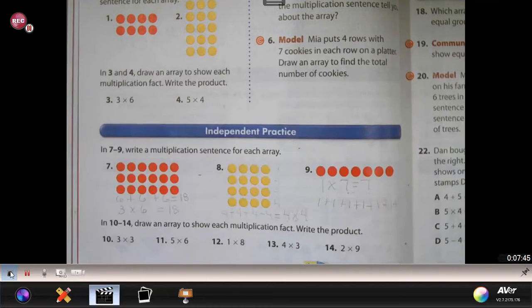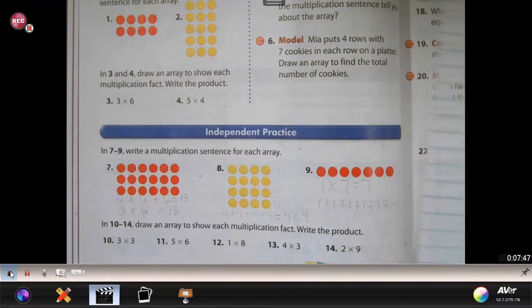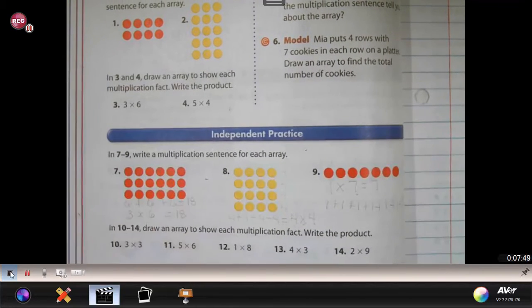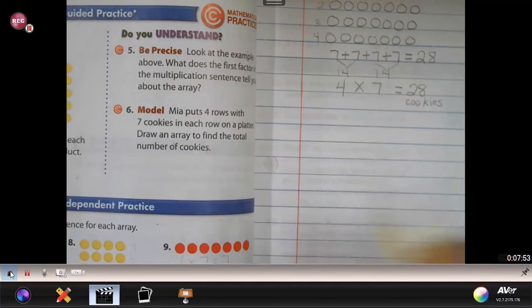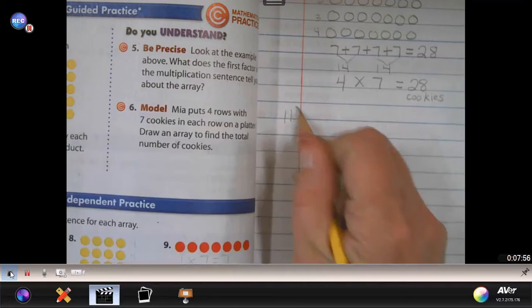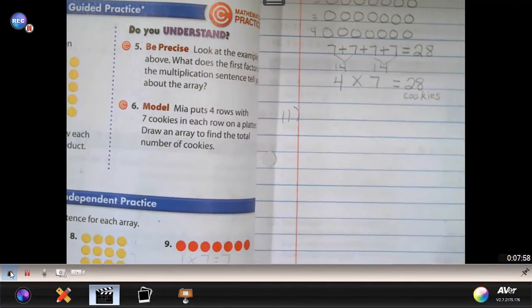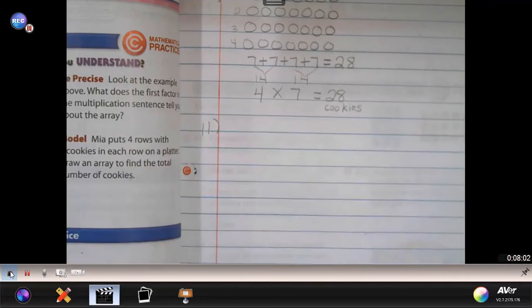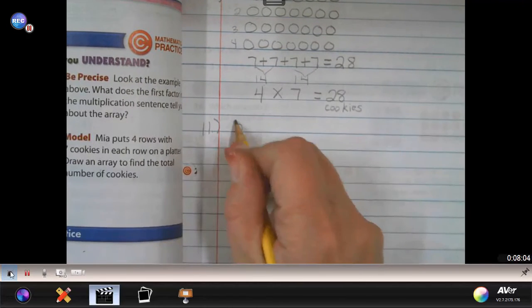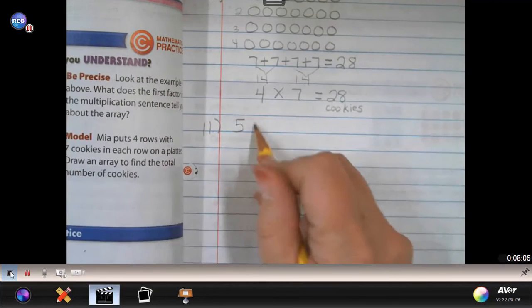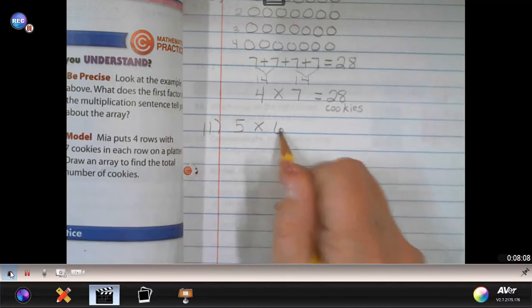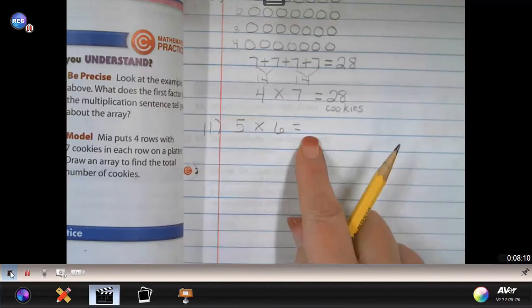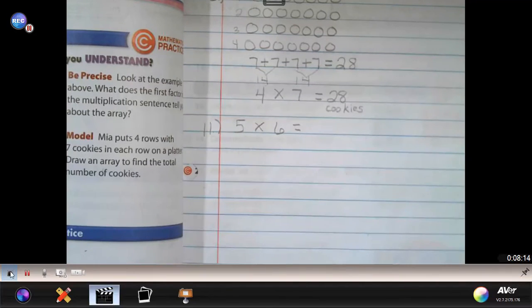Okay, so now let's take a look at number 11. I'm just going to write my number sentence over here for number 11. My equation or my number sentence is 5 times 6. So I have 5 rows and I will have 6 in each row. And I want to know how many total objects will I have once I have 5 rows with 6 in each row.